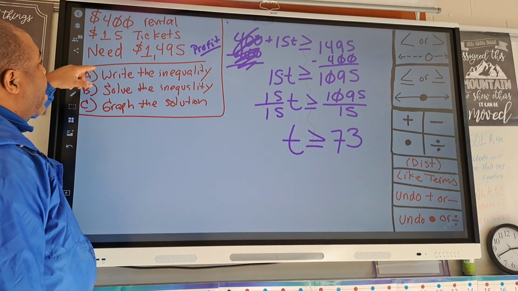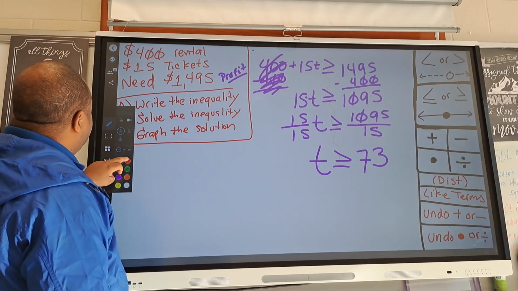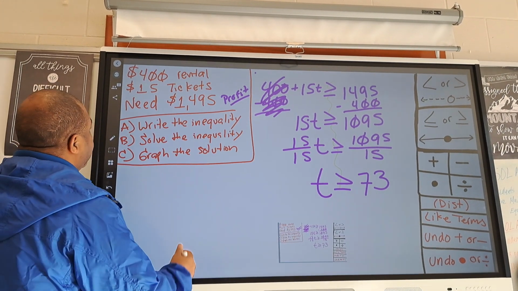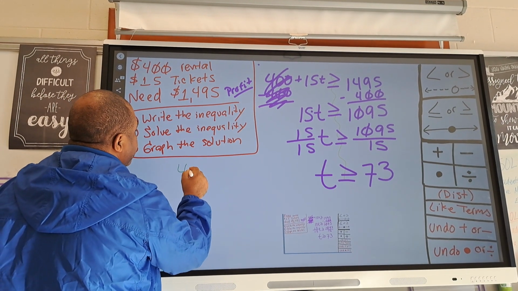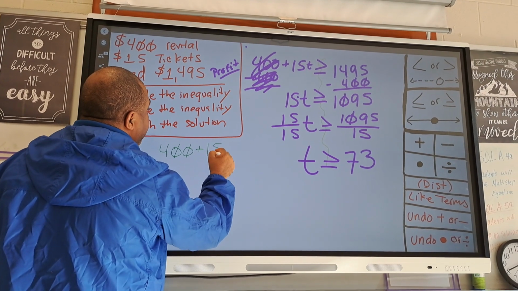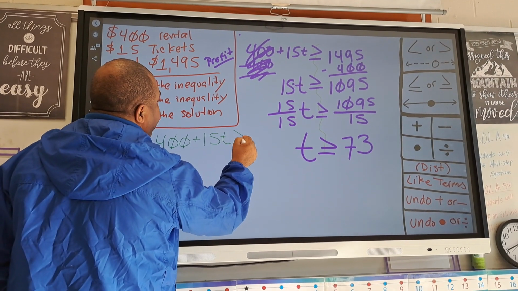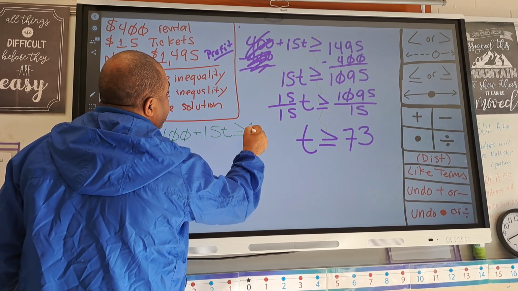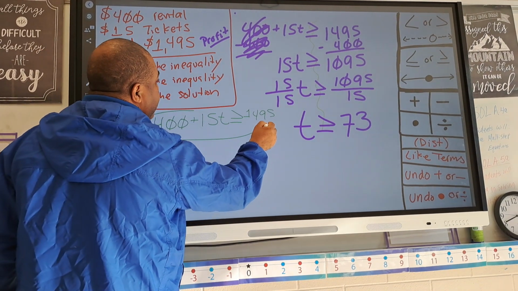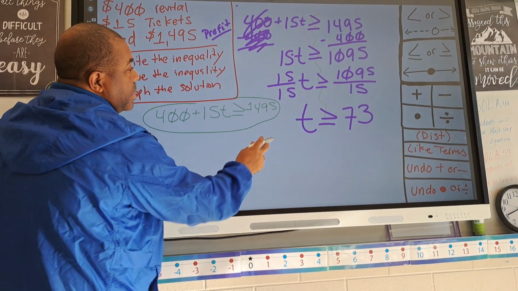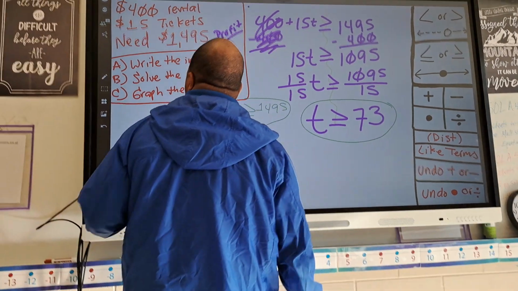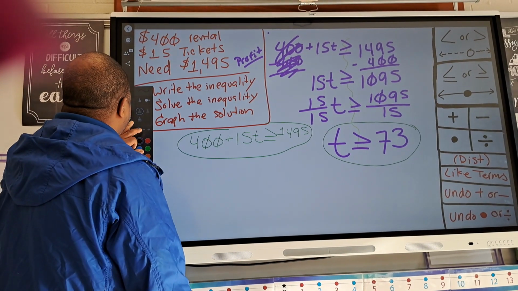So, A, we need to write the inequality. So let's write the inequality, and we'll go with green. All right? So the inequality was 400 plus 15T is greater than or equal to 1,495. That's our inequality. This is our solution. And now we need to graph it.